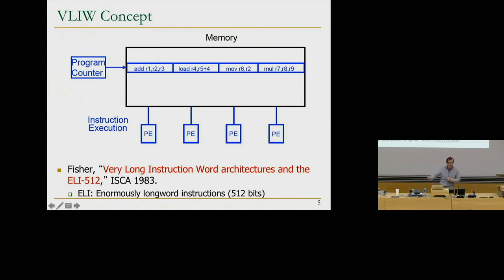And this was introduced by Josh Fisher. This is a very seminal paper that introduced very long instruction word architectures, and he designed a processor that's called enormously long word instructions, 512 bits. The MIPS instructions that we're looking at are 32 bits. 512 divided by 32 is 8. So you can basically pack 8 instructions per cycle. Later, we will see that there were machines that were designed that can fetch 28 instructions per cycle. And of course, you need a good compiler to be able to do that.